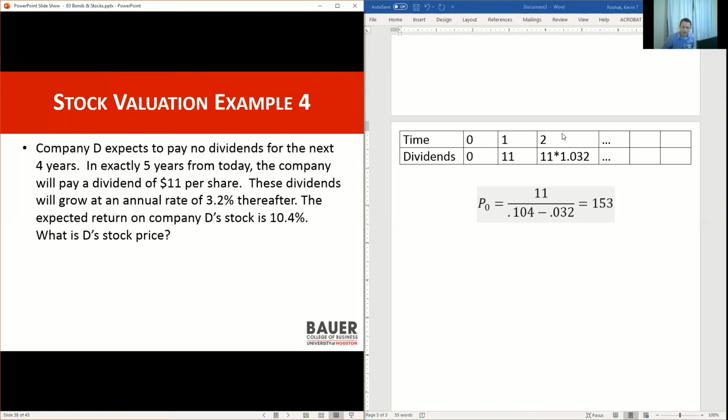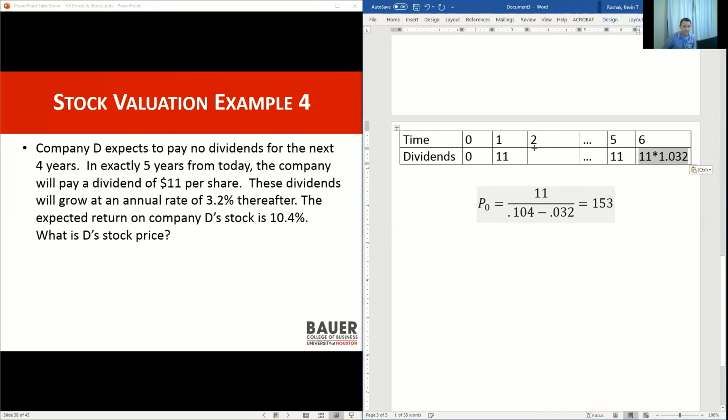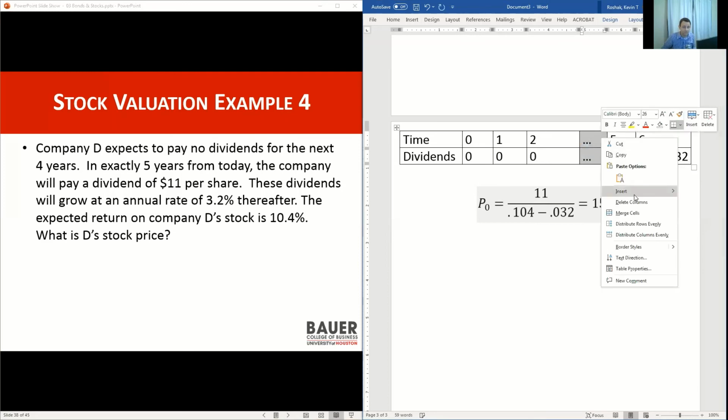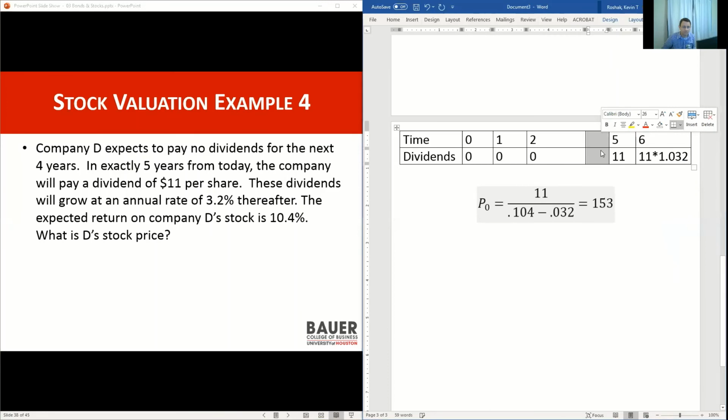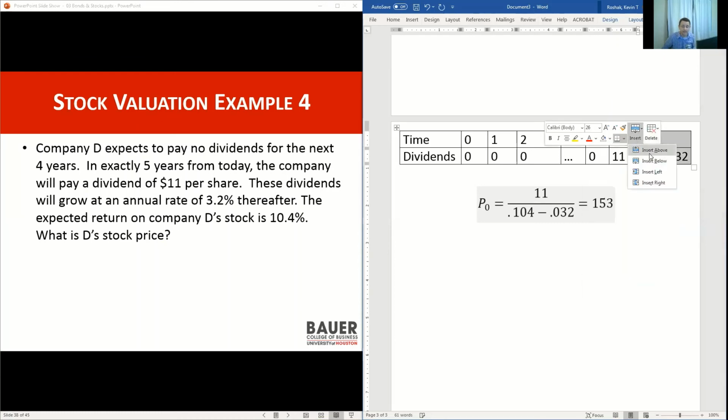Okay, so let's modify the cash flows over here. Let's go on the right. Now instead of getting cash at time 1 and 2, you don't get anything until time 5. At time 5, you get 11. At time 6, you get 11 times 1.032. At time 1, you get nothing. Time 2, you get nothing. You get nothing up until time 5. Time 4, you're still getting nothing. And then times 6 and on, things are growing at that constant rate.